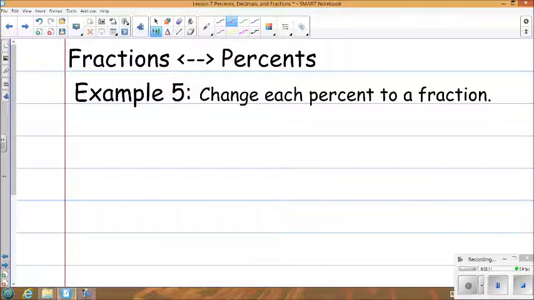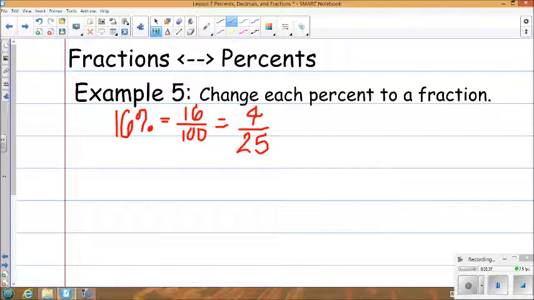So if I started with 16%, this is the same exact thing as saying 16 per 100, which we already talked about. That's the definition of what a percent is. So to give this as a final answer, we'd want to reduce. If I divide the top and bottom here by 4, I'm going to end up with 4 over 25, which will be the fraction in simplest form.